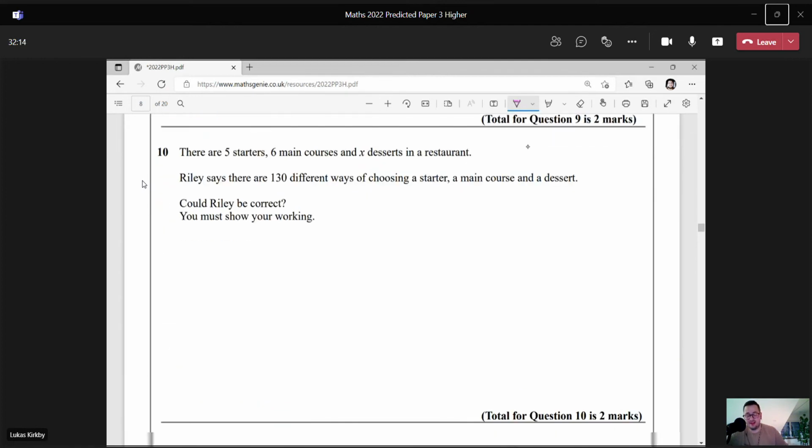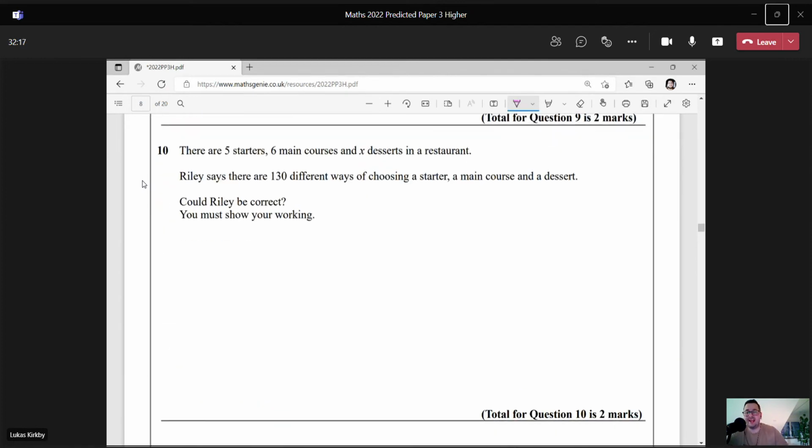Okay, number 10. There are 5 starters, 6 main courses, and x desserts in a restaurant. And Riley says there are 130 ways of choosing a starter, a main course, and a dessert. Could he be correct? Well, 5 starters, 5 options to start, and for each of those 5 starters, there are 6 options for a main course. So for starters and main course is 5 times 6, and then for a dessert, there are x options, so you multiply that by x. And he's saying that that is going to give you 130.